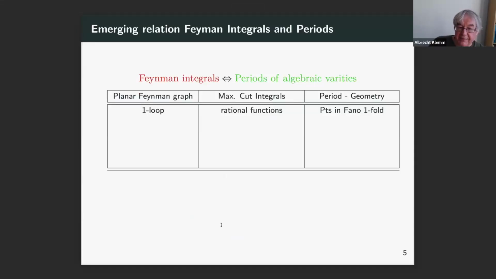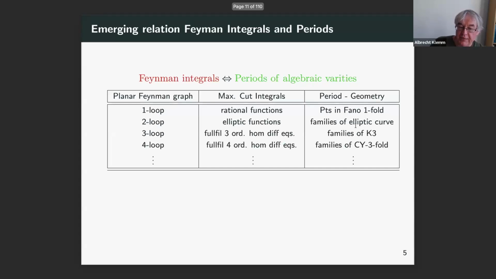But the new thing that we have seen in the last couple of years is that the one-loop integrals, if you look at certain ones, are given by integrals which evaluate to rational functions, and actually to iterated integrals of rational functions, in particular to polylogarithms. And you can say these are also periods of 2 points in the Fano one-fold. So this is the Calabi-Yau, zero-dimensional Calabi-Yau. But then at 2 loops, you see elliptic functions, and they correspond to a family of elliptic curves. And this indeed goes on, and we see higher dimensional Calabi-Yau spaces arriving that describe these functions.